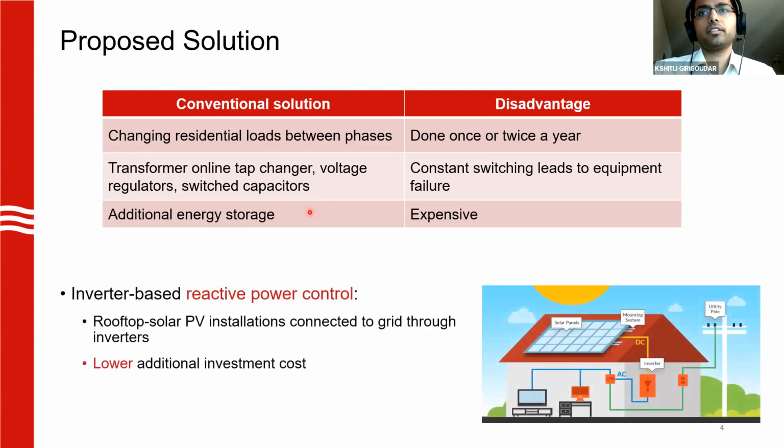The method we use in our research work here is reactive power control. Most solar PVs are connected to the grid through inverters, which have reactive power capabilities. And these inverters are not always at their rated value. So we can use the reactive power control of the inverters to minimize unbalance. And since we use existing equipment, it might be a more cost-efficient solution.